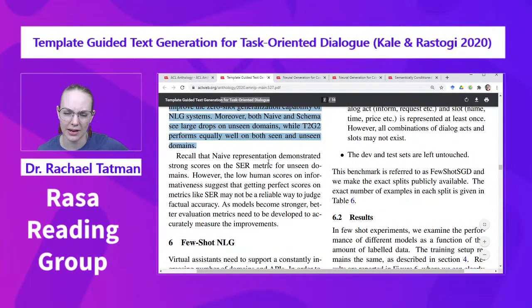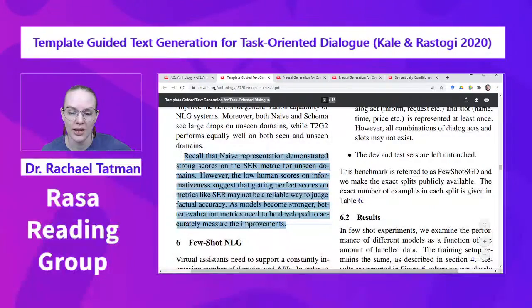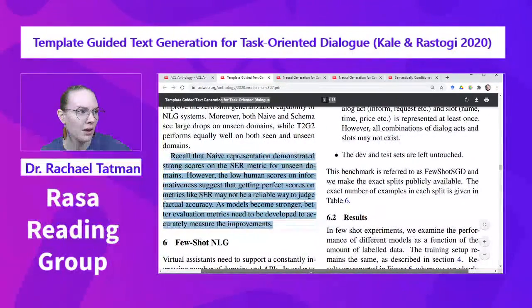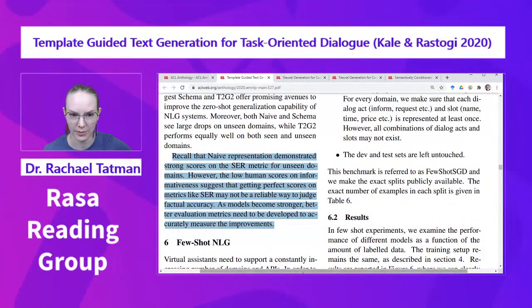I recall that the naive representation demonstrated strong scores for the SER metric for unseen documents. However, the low human scores on informativeness suggest that getting perfect scores on metrics like SER may not be a reliable way to judge factual accuracy. Okay, so they do talk about it. As models become stronger, better evaluation metrics need to be developed to accurately measure the improvements. Very fair. Okay, so they're saying that yes, those were the automated measures that we got, but they just don't pattern with human judgments.